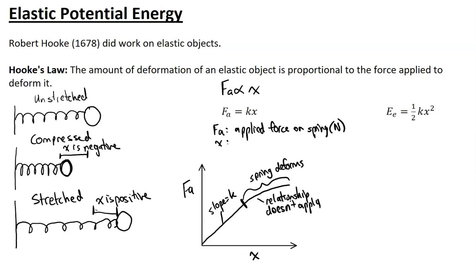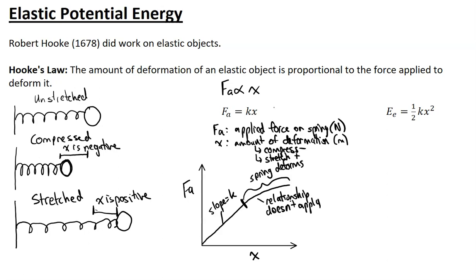The x value, as we've already said, is the amount of deformation. So it is the stretching or the compressing by a distance. So this is going to be in meters. And as I already noted, if it's compressed, it's negative. And if it's stretched, it's positive.